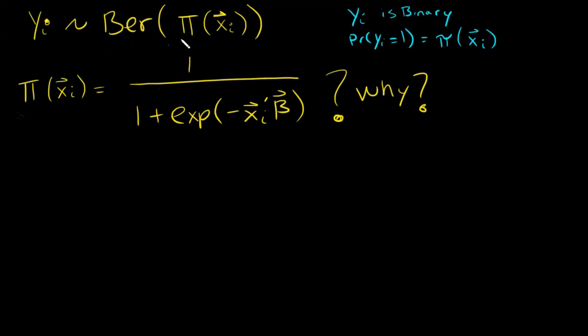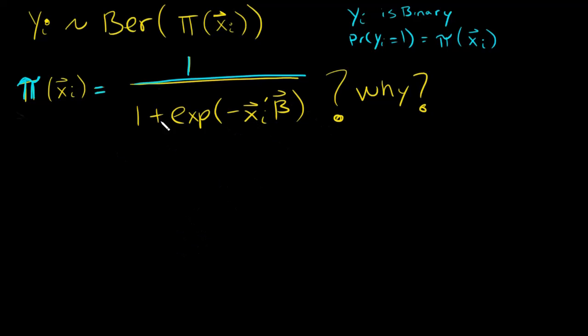Now, yi is following a Bernoulli distribution because Bernoulli is a distribution that has binary outcomes. We didn't have to use Bernoulli, but we're using it because it has binary outcomes. Then we say, pi of xi is equal to 1 over 1 plus e to the power of negative xi transpose times beta.